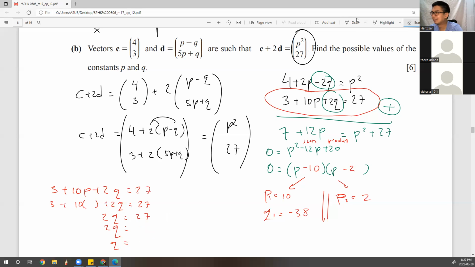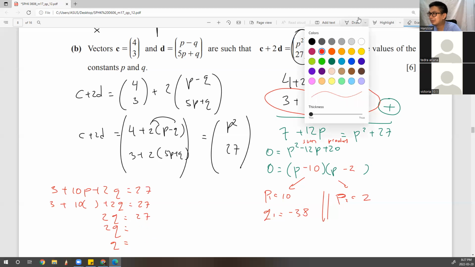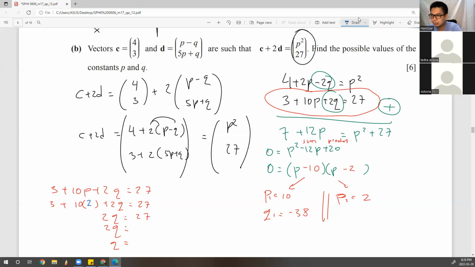Okay, make it fast. I'm too lazy to write down one more part, but I think you know. Change the P by 2. 27 minus 20. Oh, okay, 7. Right. No, 23. Right. Because 3 plus 20. 23. So it is 4. The Q is 2. Right. So the Q equals 2.